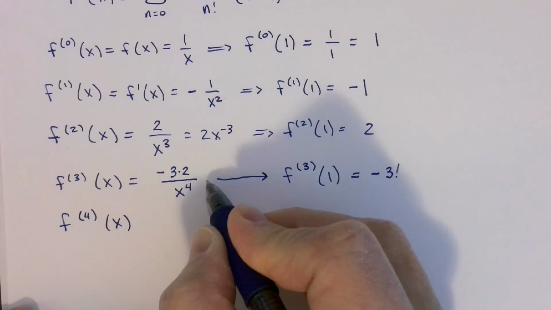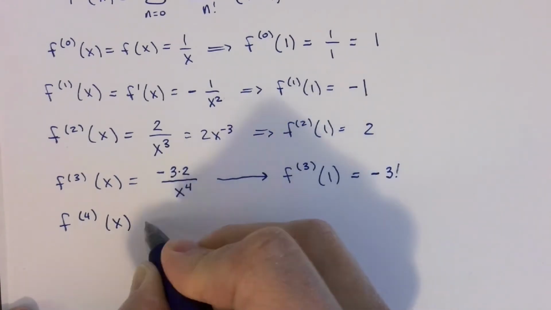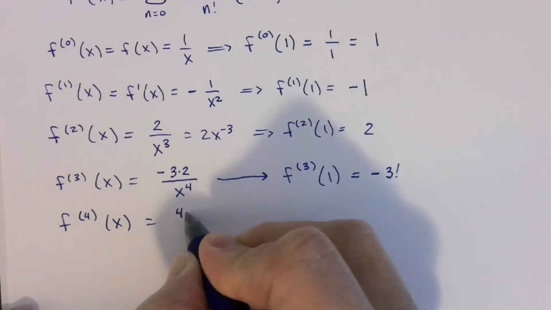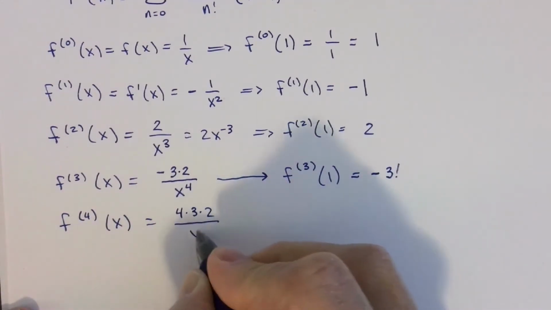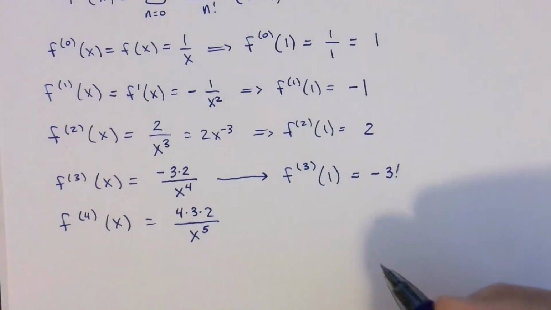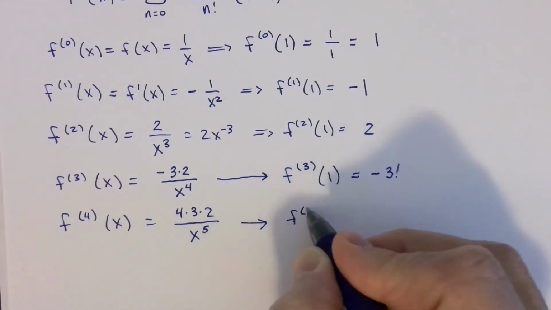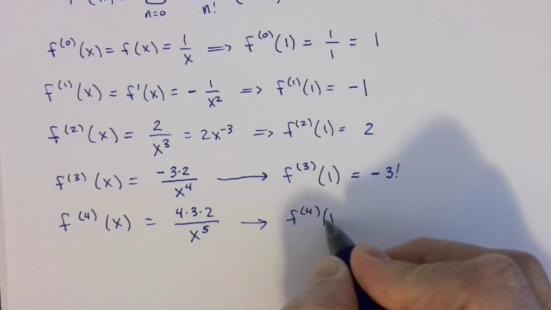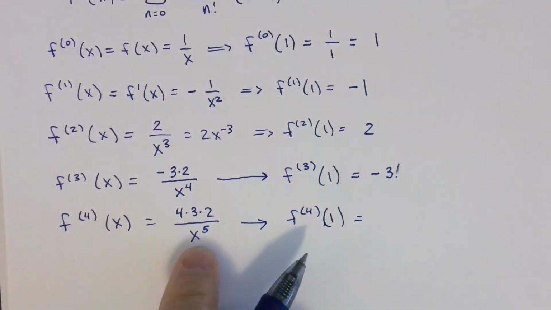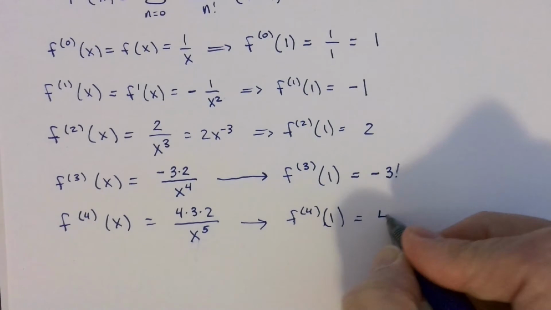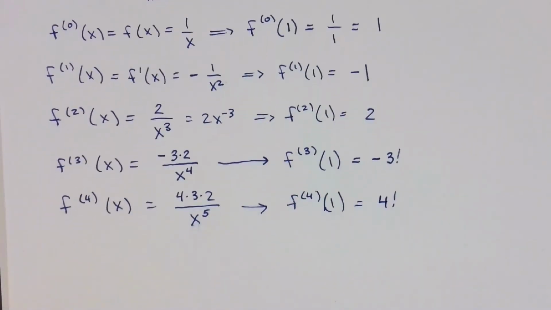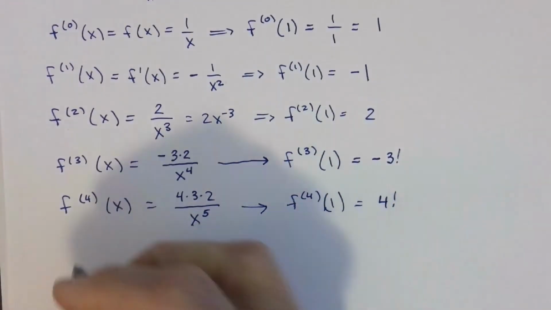This will be what? x to the negative 4 comes down, so negative times negative makes it positive 4 times 3 times 2. Of course, that's going to be 24. x to the negative 5, so 1 over x to the 5th. So our fourth derivative, evaluated at 1, is going to be 4 times 3 times 2, 4 factorial. Right? Which is 24, yes, but I want to put it in that form.